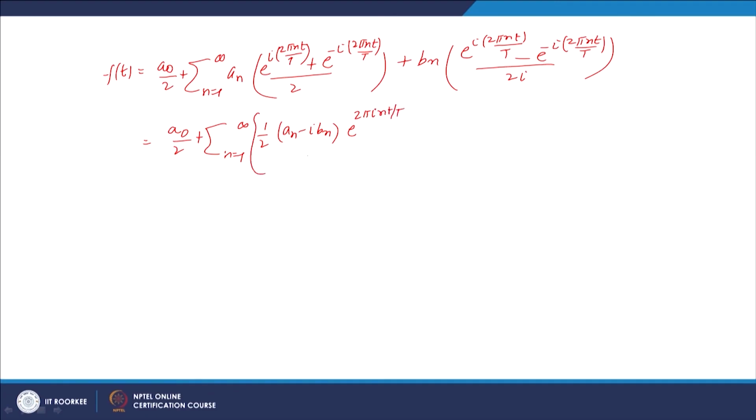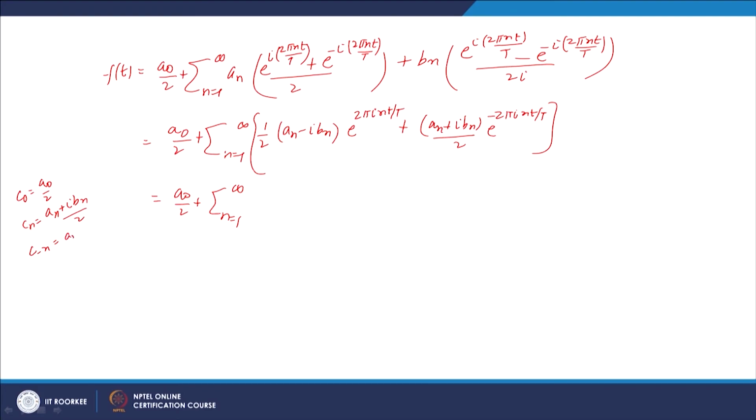Okay. And then here 1 over i is minus i. So, we will get a n plus i b n divided by 2 e to the power 2 pi i n t by T with a negative sign. Okay. So, if I write this as C n and this as C minus n, so we will get a naught by 2 plus sigma n equal to 1 to infinity. Okay. So, let me write C naught equal to a naught by 2, C n equal to a n plus i b n by 2, and C minus n equal to a n minus i b n by 2.